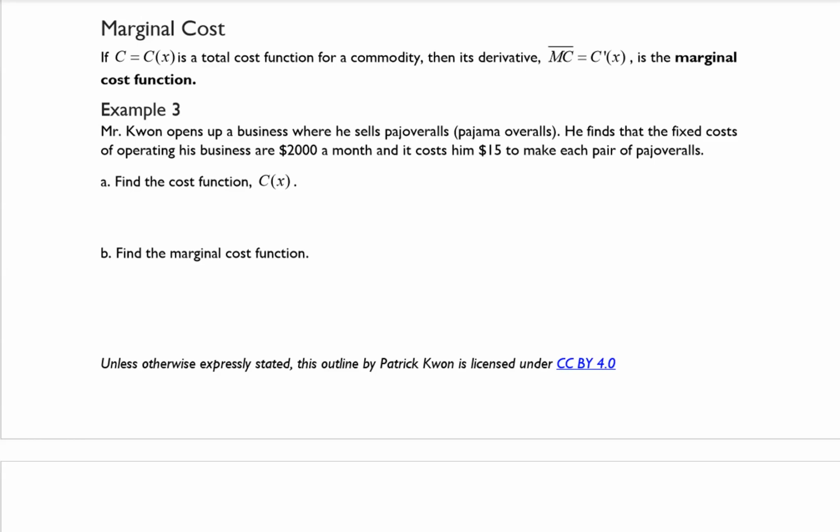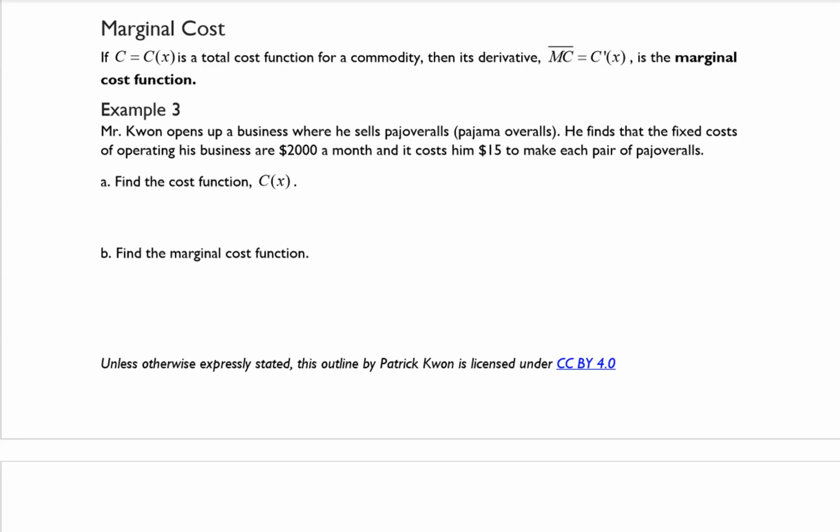If C equals C of x is a total cost function for a commodity, then its derivative, the marginal cost function, is equal to the derivative of the cost function, and that is the marginal cost function. Example 3 says, Mr. Kwan opens up a business where he sells pajoveralls, which are pajama overalls. He finds that the fixed costs of operating his business are $2,000 a month, and it costs him $15 to make each pair of pajoveralls.